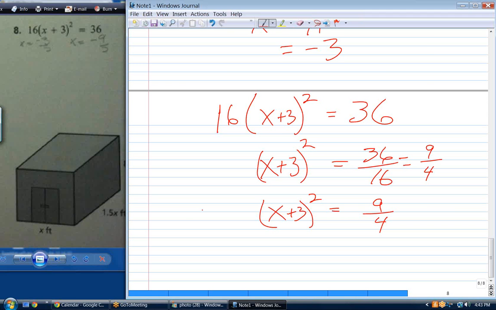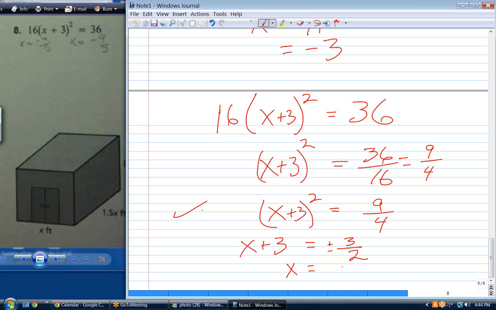Everything's copacetic here. So we're down to (x + 3)² = 9/4. What's the next step? The square root. Okay, so the left becomes this. Well, let's do it one step at a time. What's the right side when I take the square root? 3/2. Okay, that's almost correct. Negative 3/2. Plus or minus. Remember, it's always plus or minus.